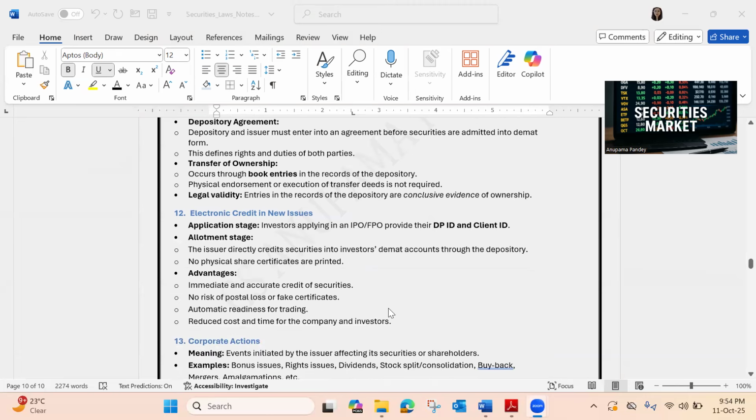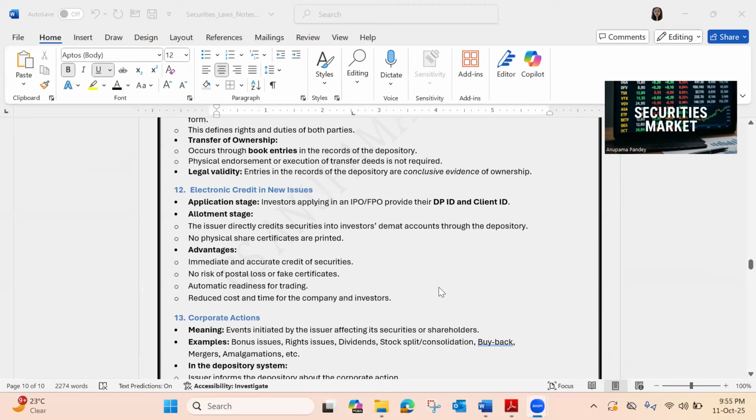Okay. Our 12th topic is electronic credit in a new issue. First is the application stage. Investors applying in an IPO or FPO provide their DP ID and client ID. Further, at the allotment stage, the issuer directly credits securities into the investor's demat account through the depository. No physical share certificates are printed. Advantage क्या होता है इनका? Immediate and accurate credit of securities happens in your demat account. No risk of postal loss or fake certificates, automatic readiness for trading, and reduced cost and time for the company and investors. So if you are applying in an IPO or FPO, this is how the securities are credited to your demat account if the securities are allotted to you. If not, the amount will be refunded to you, and no more transactions will happen in your demat account.